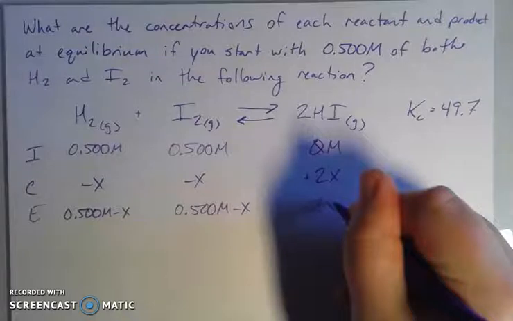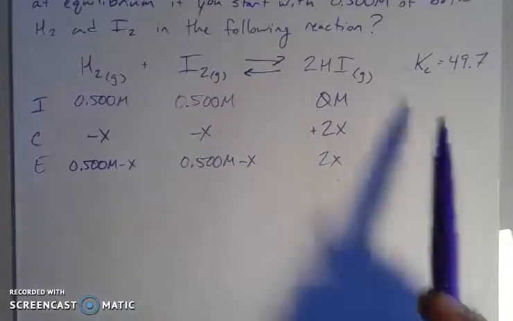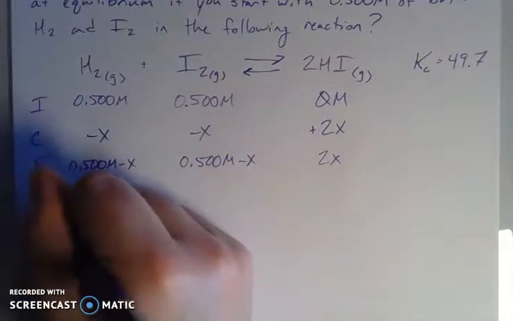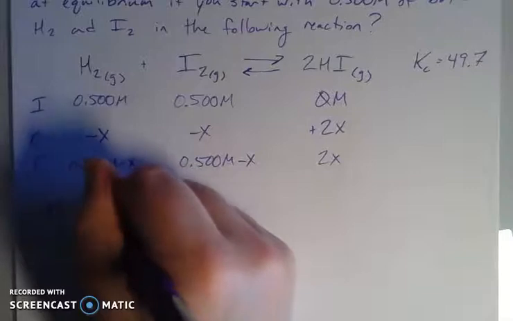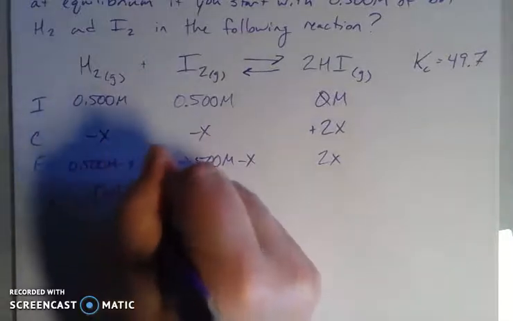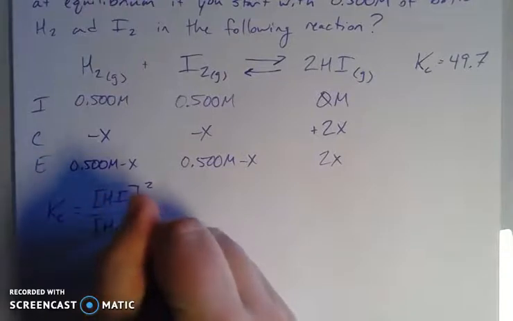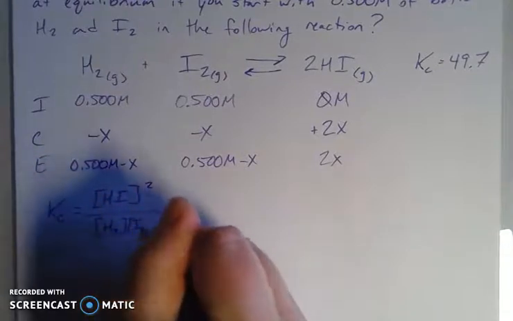Now again, we can relate these equilibrium concentrations through the expression for K. So the K value is equal to 49.7. So my K expression is going to be the concentration of my products raised to the power of their coefficient over the concentration of my reactants.